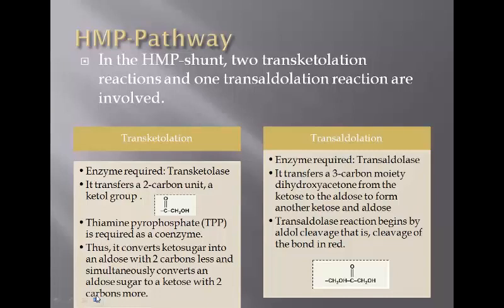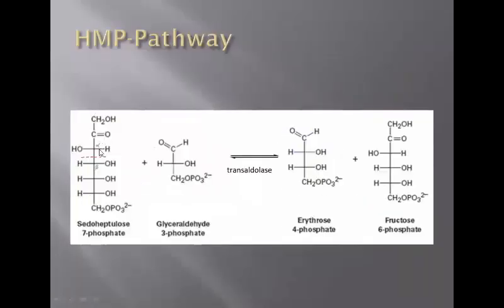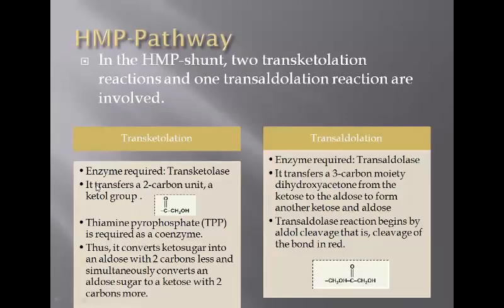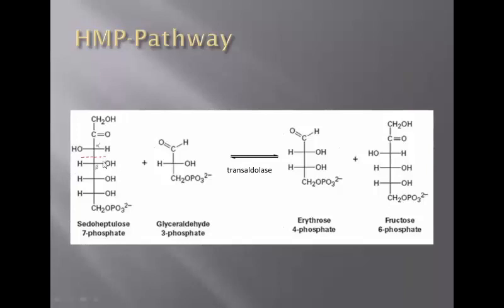In this reaction, basically cleavage of aldol occurs, and as it is represented here, the 3 carbon containing unit, dihydroxyacetone, is transferred, and the reaction is represented with the red line here. So this group, that is dihydroxyacetone, is transferred to glyceraldehyde 3-phosphate.